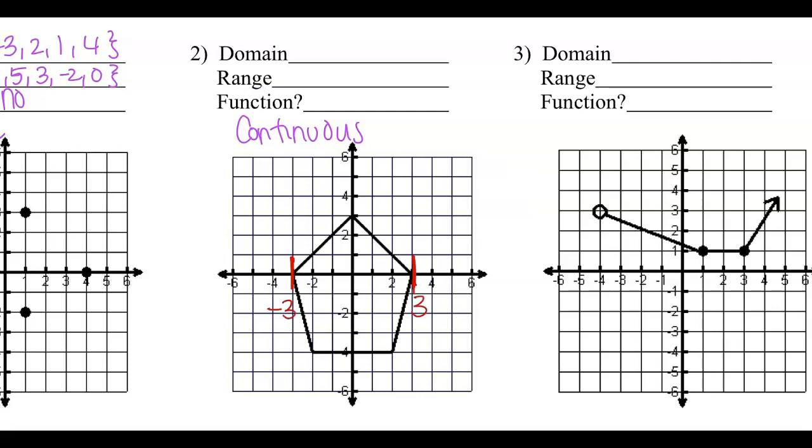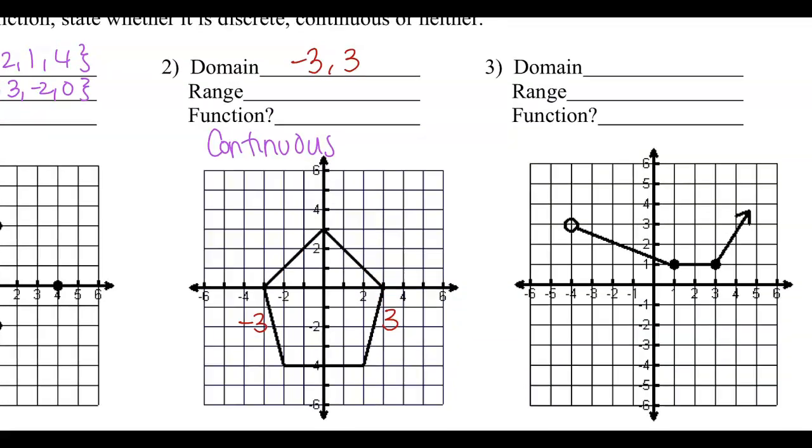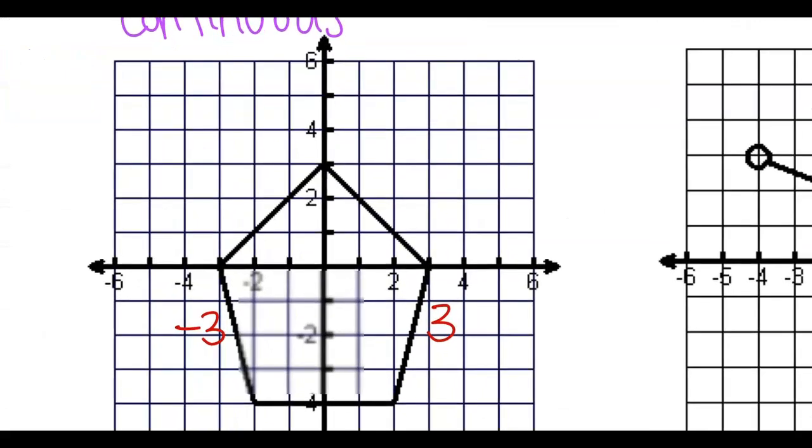So we're going to write our domain along the x-axis in interval notation. So in interval notation, we're going to start from -3 and go to +3. All I need to worry about now is if there are any open or closed circles along these edges that I have. So I'm just going to erase these for just a second, and I want you to take a look. Are there any open circles along here?